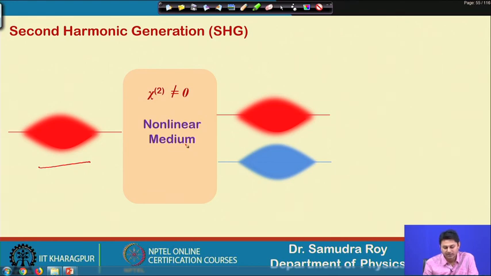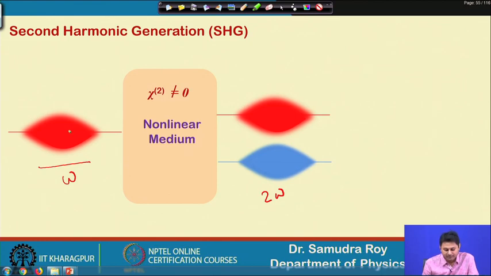I am getting two lights in the output, one is red and another is blue. Here blue represents a higher frequency. If this frequency is say omega, then this frequency is say 2 omega. If this is red, and if we increase the frequency by a multiplication of 2, then the color of the light should change, and eventually we will have a blue light, where we know that the frequency of the blue light is much higher.